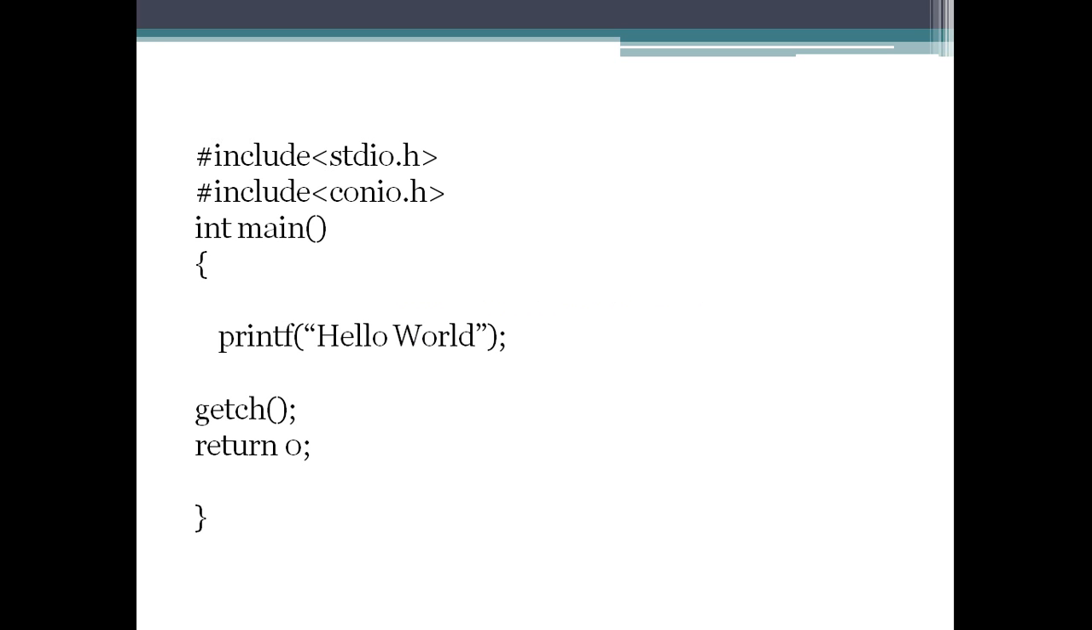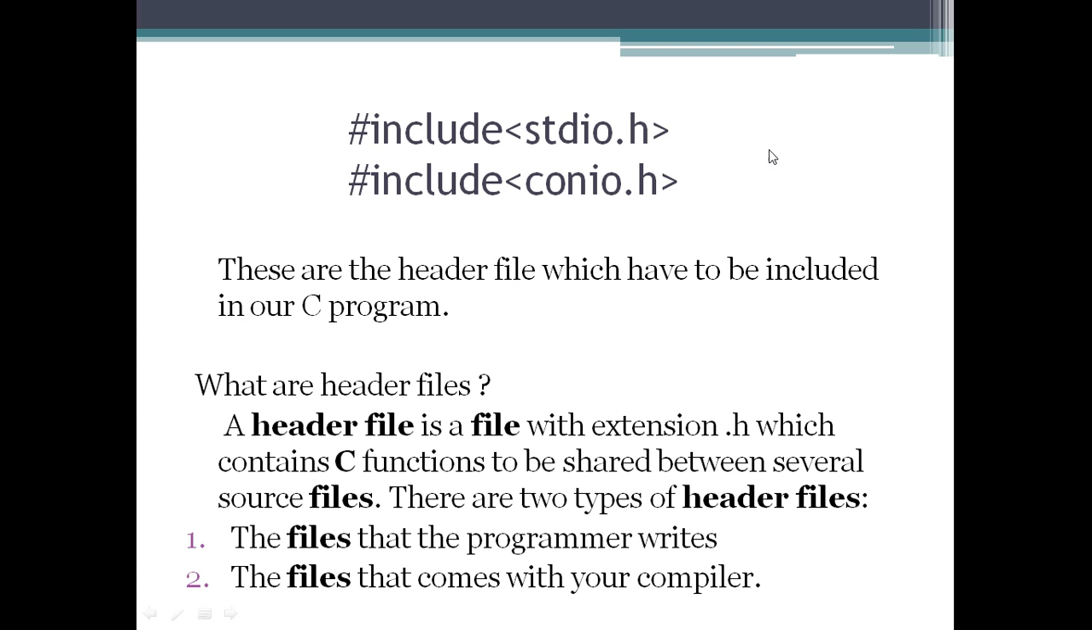This was our program. First of all, it includes these two header files. What are these header files? They have to be included in our C program. A header file is a file with extension .h, which contains C functions to be shared between several source files. There are two types of header files, one which the programmer writes himself and the other that comes already ready-made with your compiler.